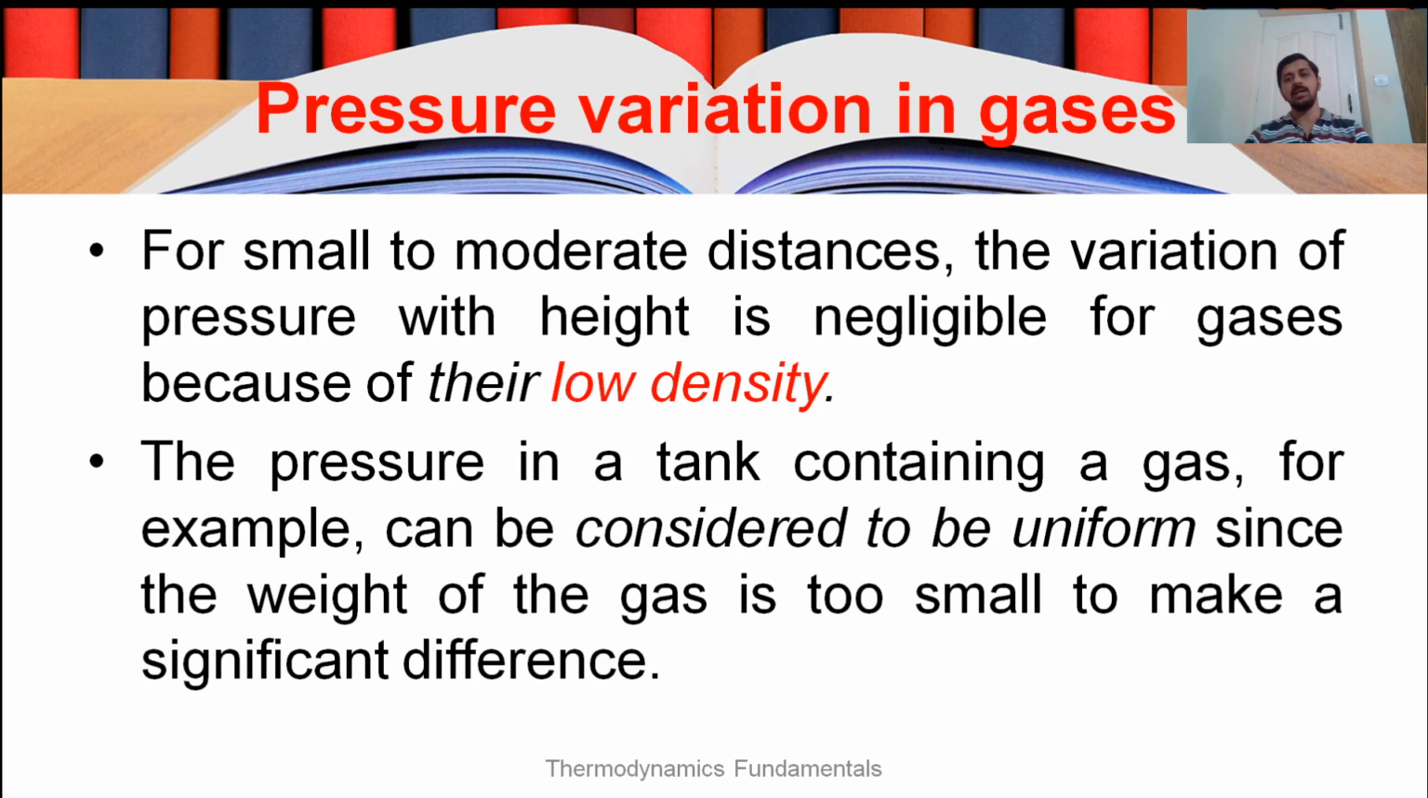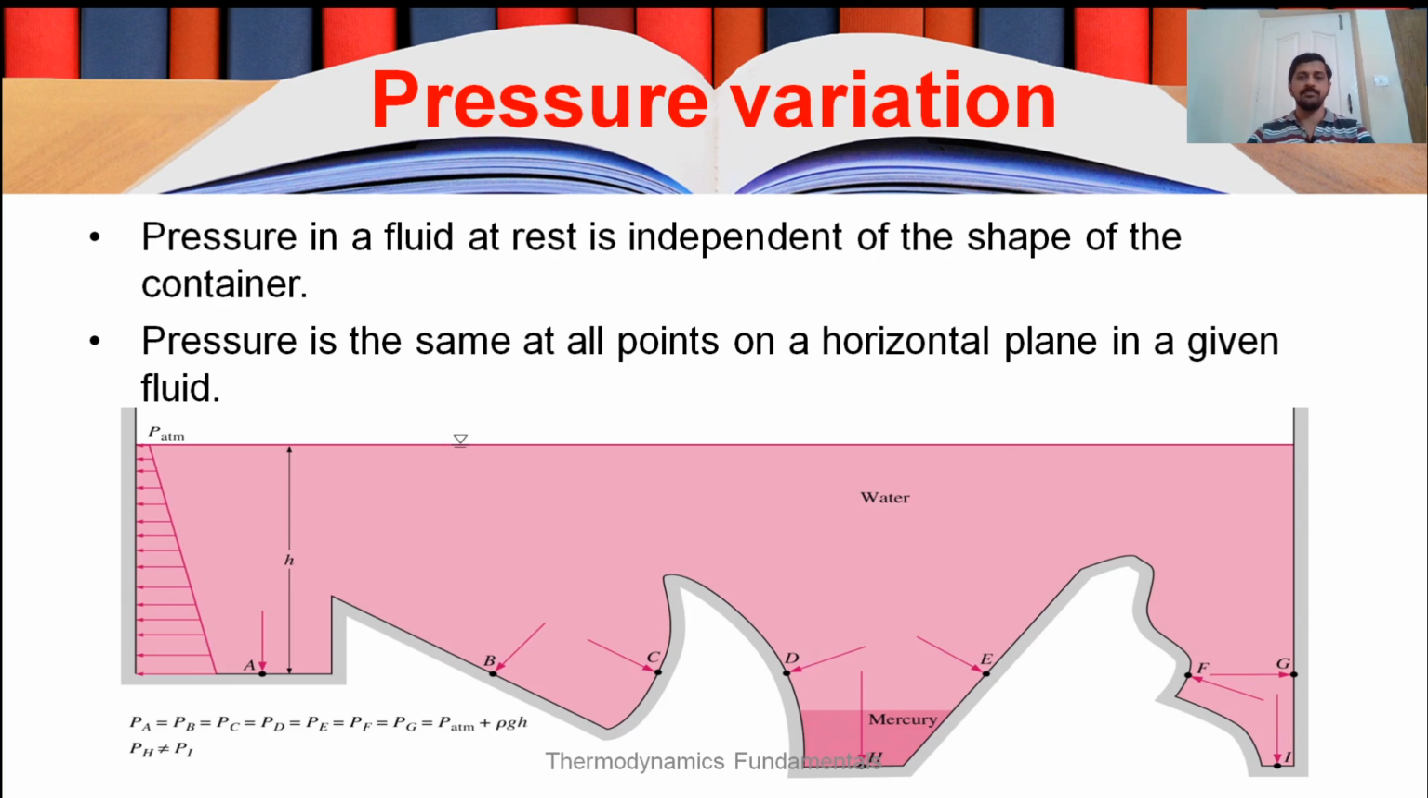Now coming to gases, gas is also another fluid, right? For small to moderate distances, the variation of pressure with height is negligible because of the very low density of gases. When compared to liquids, gases have very low density, rho. For example, for air, the density is of the order of 1 kilogram per meter cube, but for water, it is 1000 kilogram per meter cube. So because of the low density of gases, the variation of pressure with height is negligible for small to moderate distances, especially in tanks filled with gases or cylinders. We can consider the pressure to be uniform throughout the cylinder or the container.